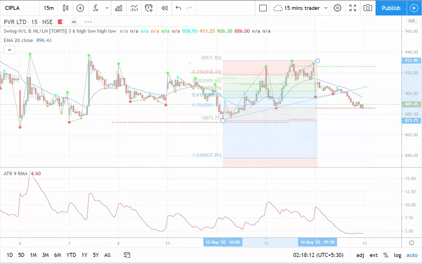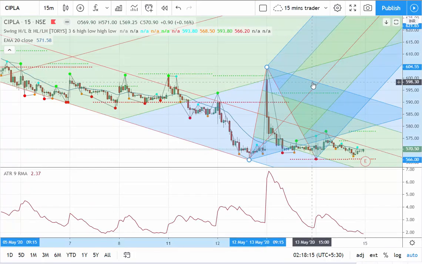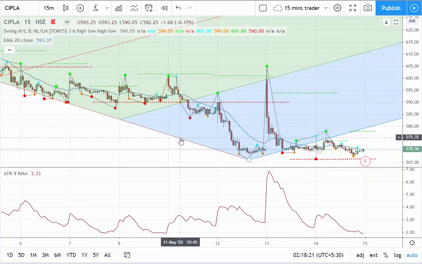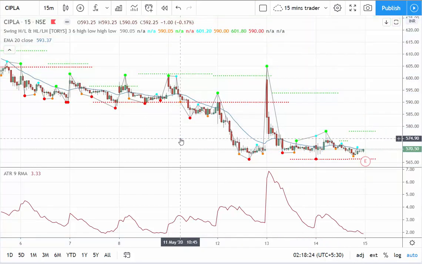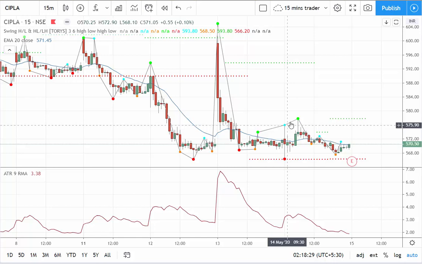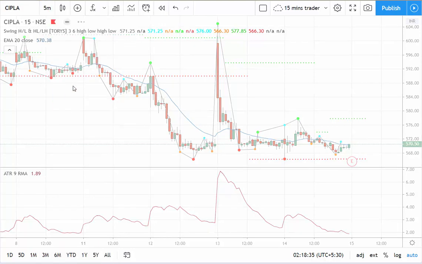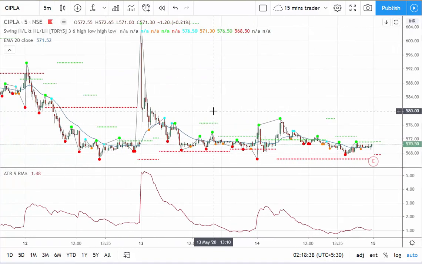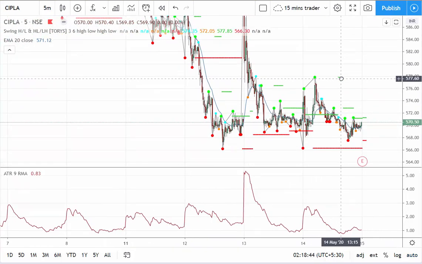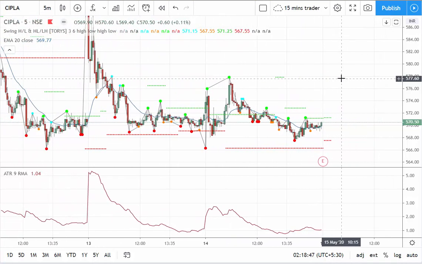So coming to supply, I'll remove these pitchforks. I'll explain pitchforks in detail in another video. So this is a 15-minute chart. I entered the supply using a 5-minute chart, not a 15-minute candle. The 5-minute chart is more volatile. If the volumes are higher, then you can trade with the 5-minute chart. If the volumes are on the average side, you can trade on the 15-minute chart or 1 hour chart.